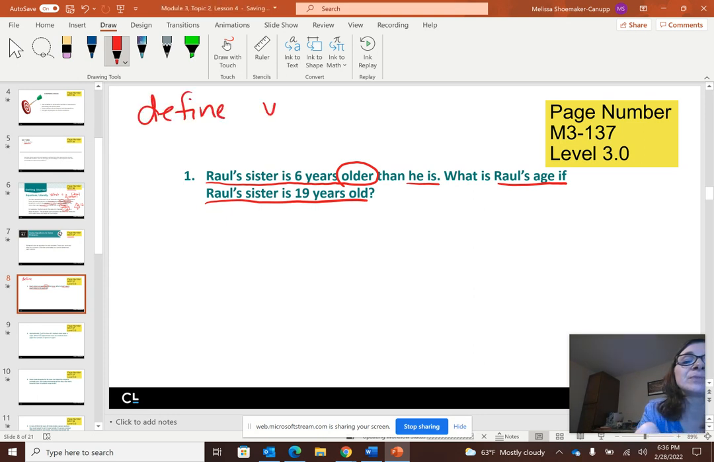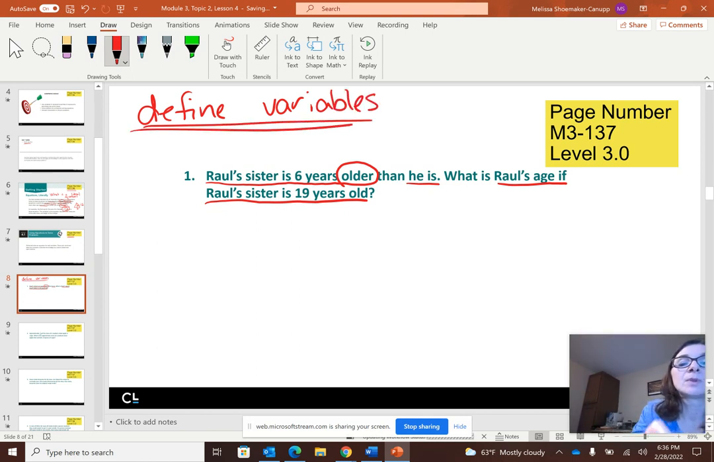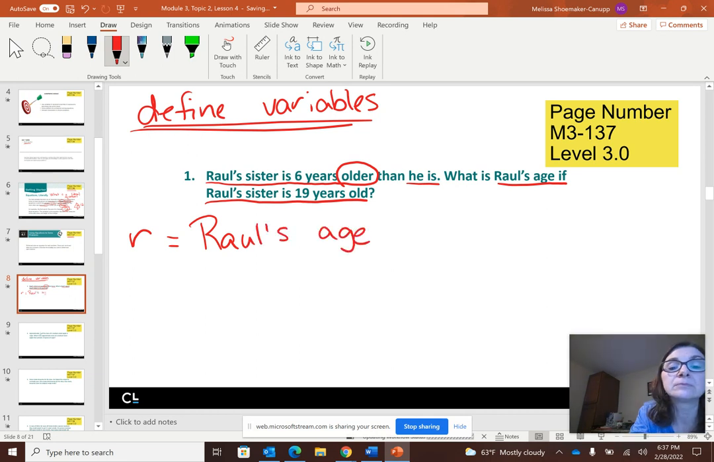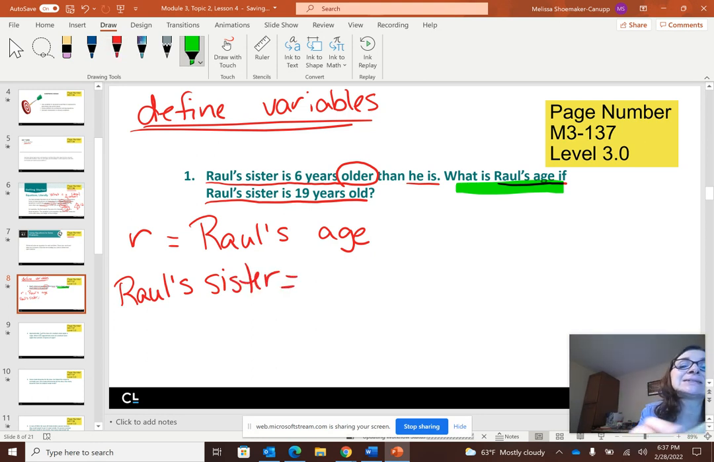We're basically going to talk about what we know and what we don't know. Okay, so I'm just going to use R for Raul's age. They never told me how old he was, but they want me to find out. What do I know? Raul's sister. What do we know about Raul's sister? 6 years older than he is.